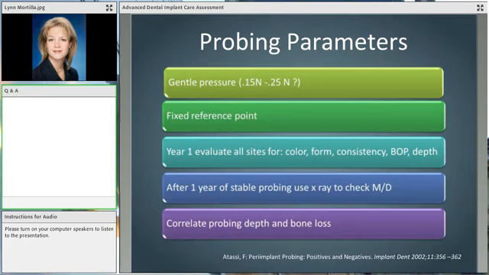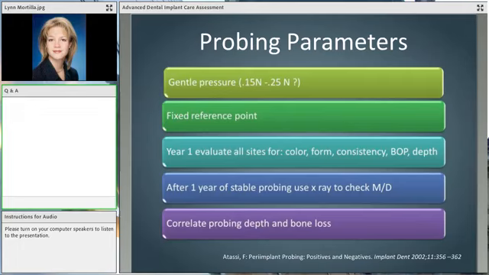The first year after restoration, we want to evaluate all sites for color, form, consistency, bleeding, and depth. After a year of stable probing that hasn't changed, it's acceptable to use x-rays to look at the mesial and distal levels. We always want to correlate probing depth and bone loss. If you see bone loss on an x-ray, pick up a probe and probe. If you're probing and you see an increase in pocket depth, you want to take a radiograph. So you always want to make sure that you couple them together.